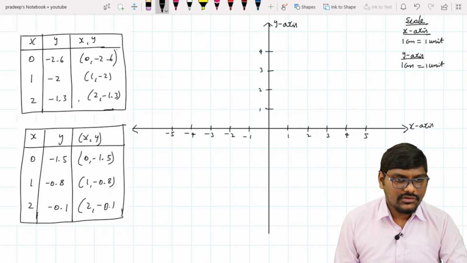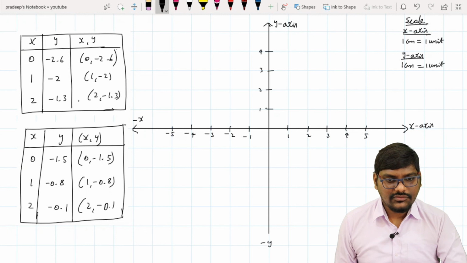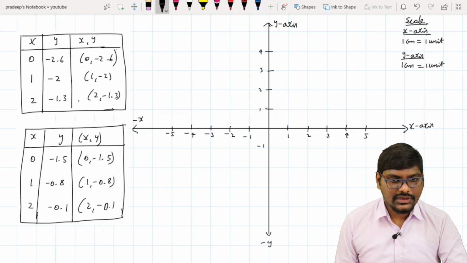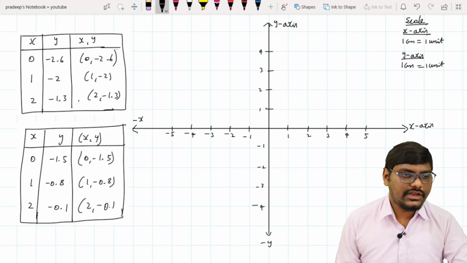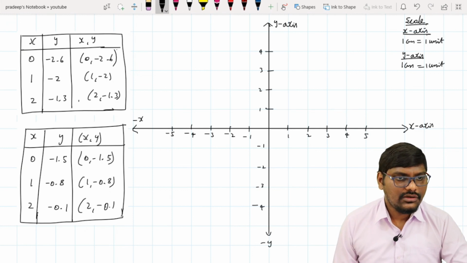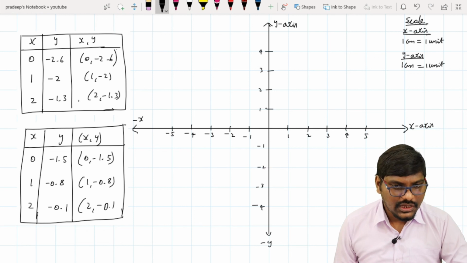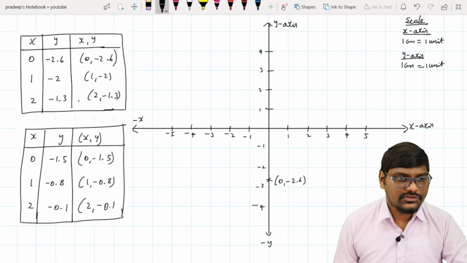So this is minus x-axis, right? So this is minus y. So this also I can write -1, -2, -3, -4. So now I'm taking the first quadrant and I'm taking here 0, -2.6. 0 is over here, -2.6 in the y-axis, 2 is here, so 2.6 is around here. So this is nothing but 0, -2.6.